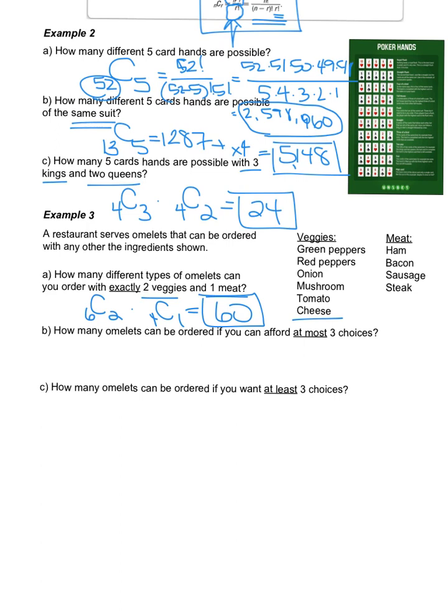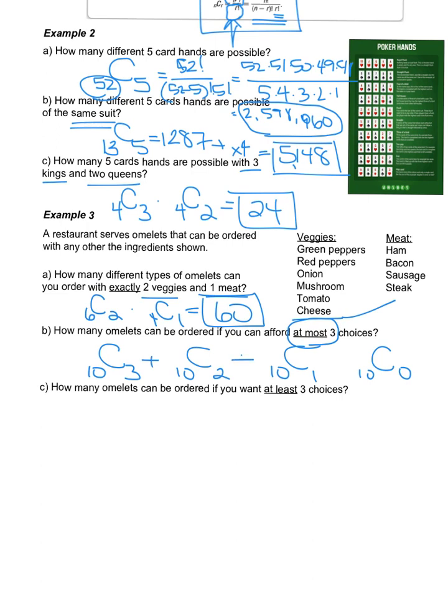Looking at example B, how many omelets can be ordered if we can afford at most 3 choices? If you look at your two lists combined, there are 10 total toppings possible. If we want to choose at most 3, we have to consider the events with 3 choices, 2 choices, 1 choice, and 0 choices. At most 3 means 3, 2, 1, or 0.